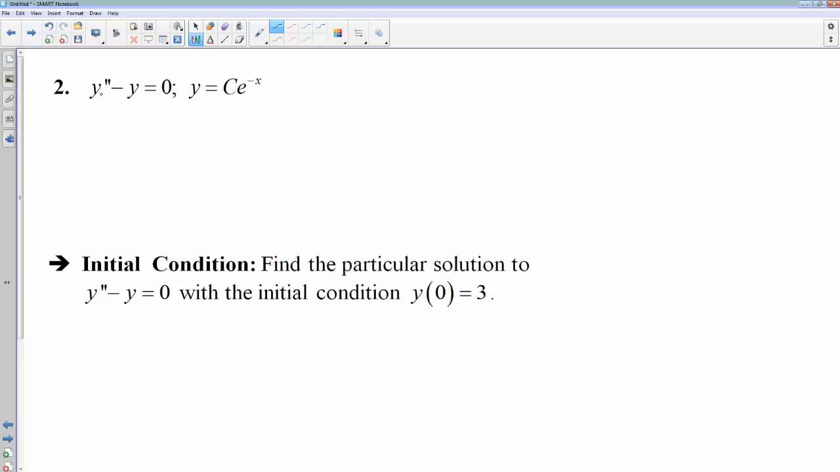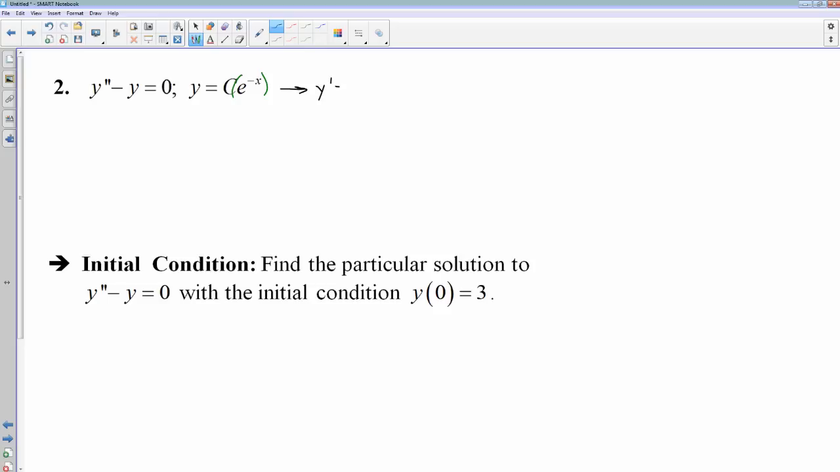Let's try this one. Y double prime minus y equals 0. I have my function y, and notice this one is very generic. It has some random constant in it, which we'll just have to keep, that plus c, while we're working this out. Now, I do need the second derivative. Keep in mind that if you have a constant, I can almost ignore it while I'm doing the derivative. So I'm going to keep the c on the outside, and I need the second derivative.